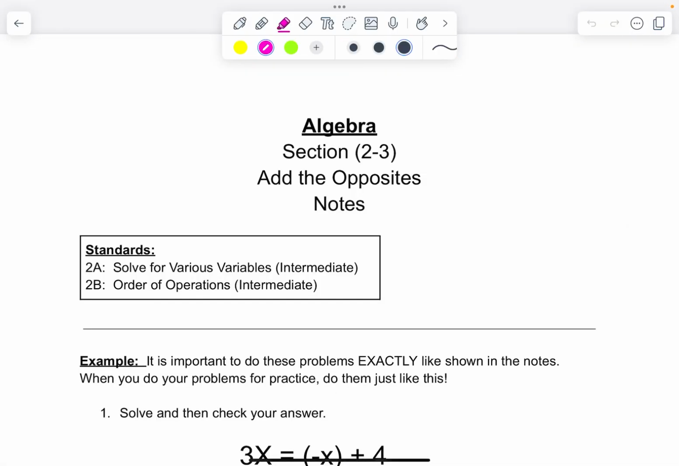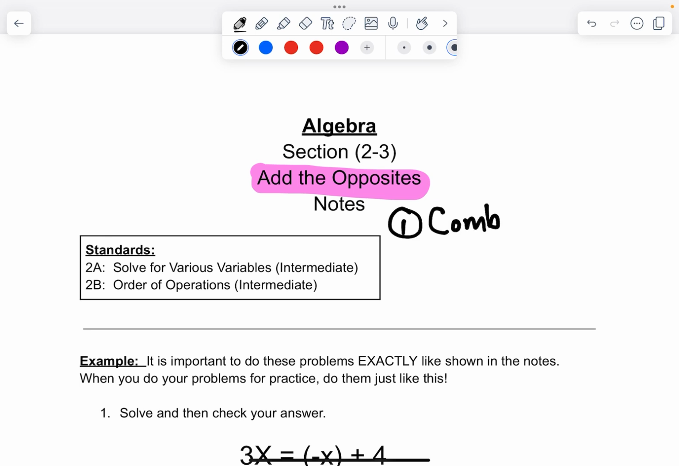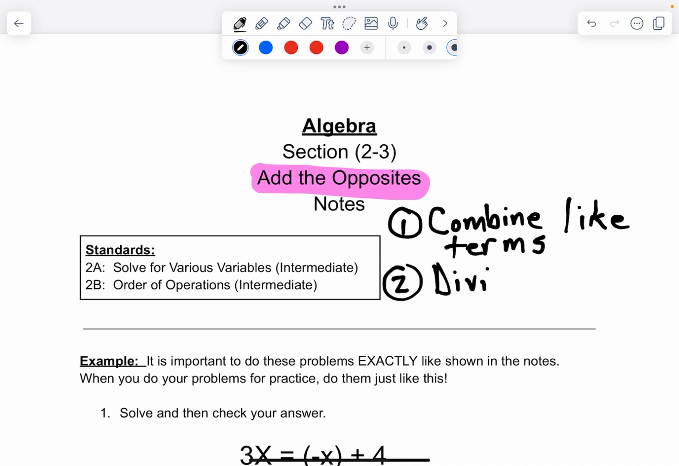In this next section, you're going to notice that we're going to do something called add the opposites. Again, one thing to bring to mind is, number one, we don't expand, we actually combine like terms, just like section 2.1, and then also make sure that you divide if you can at the end of the problem. So just a few things to think about while we're solving these problems.